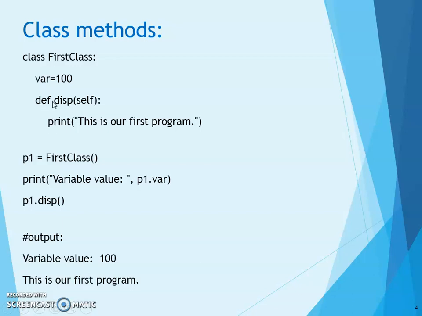Now here we are calling this method, that is disp. We don't want to pass any parameter, but according to the class methods, the self argument should be written. So we are writing self here, and then we have written only one statement inside the print, that is, this is our first program. When we execute this code, the variable value will be displayed as we have stored, 100, and then once we call this disp method, this string will be displayed as, this is our first program.